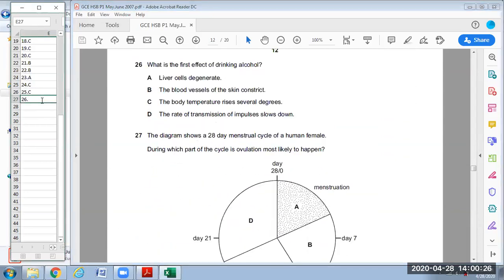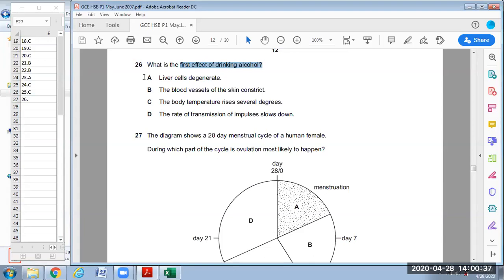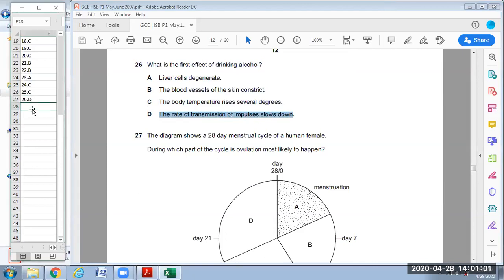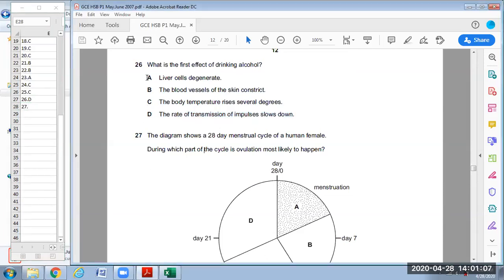26. What is the first effect of drinking alcohol? First effect, eh? So it's not like the liver cells just going and destroying one. B. Blood vessels of skin constrict, body temperature rises several degrees. The rate of transmission of impulses slows down. Remember, that's what you call a depressant. It slows down the body. So D for dog. If they had, say, a long-term effect, the answer would have been E.